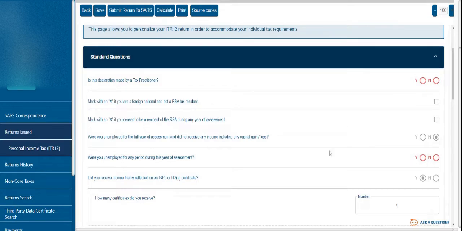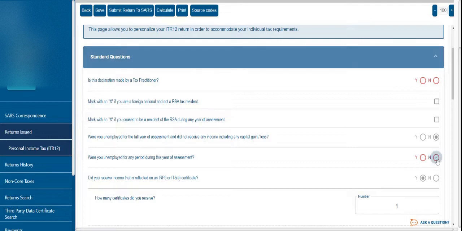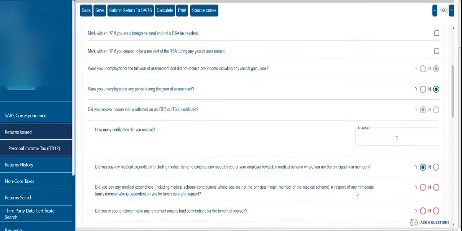So if it's red, you'd have to read through the question and answer, were you unemployed for any periods? That would be no. All these grayed out blocks is because you cannot make any amendments. So this question that's grayed out, for instance, here says, were you unemployed for the full year of assessment and did not receive any income? So obviously because you received an RP5 which pulls through automatically, which we mentioned in previous videos, you will not be able to tick yes because they have that RP5. So obviously you were employed.